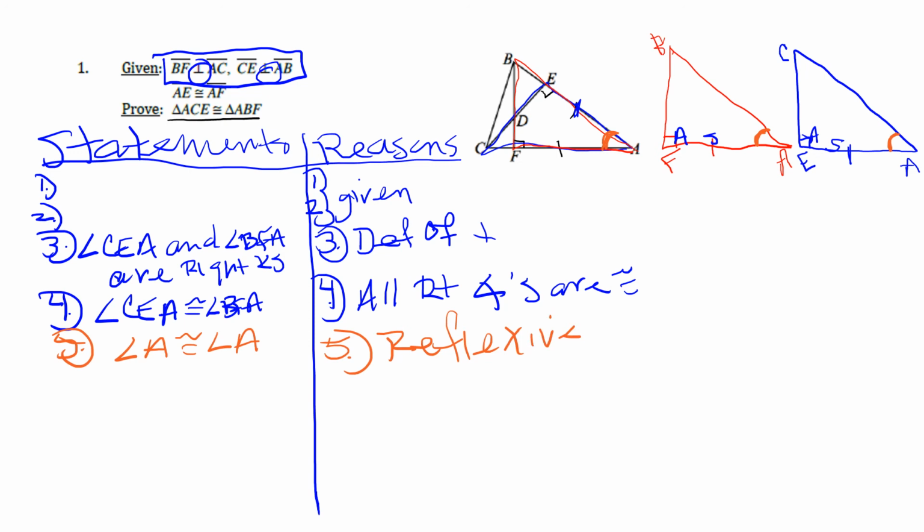And then all you have left to do is say that the two triangles are congruent, and I'm going to leave that up to you.